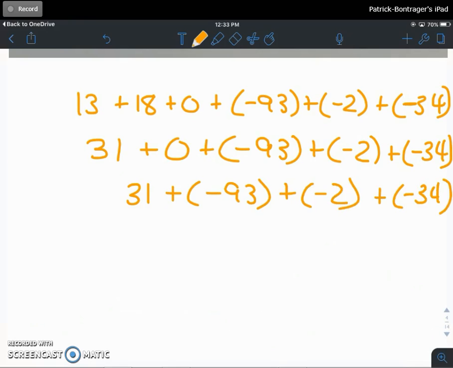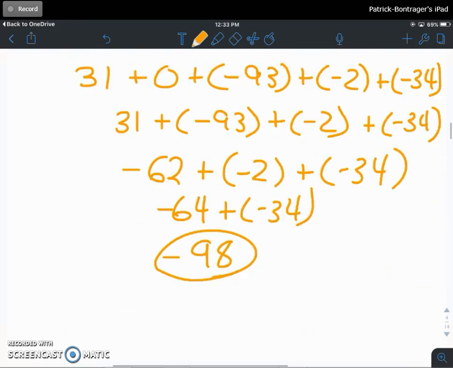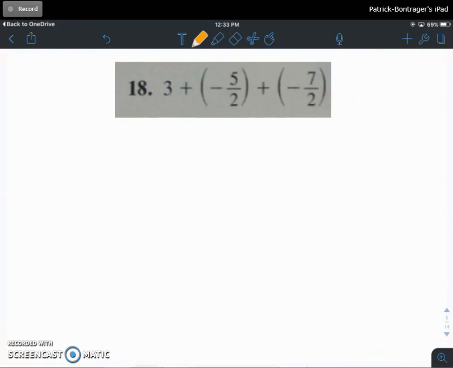31 plus a negative 93. So opposite signs, take the difference. The difference of those two numbers is 62, and keep the sign of the larger number. All right, this time we have the same sign, so we're going to add the numbers. 62 and 2 is 64, and we're going to keep our sign. Again, same thing here. Same sign, add the numbers, keep the sign, so it's negative 98.